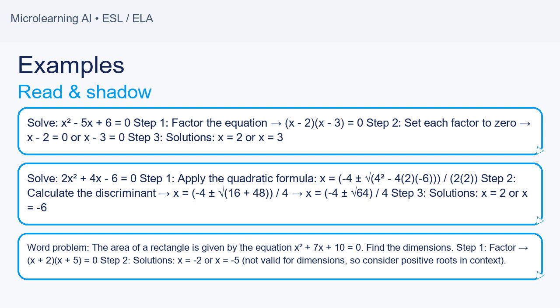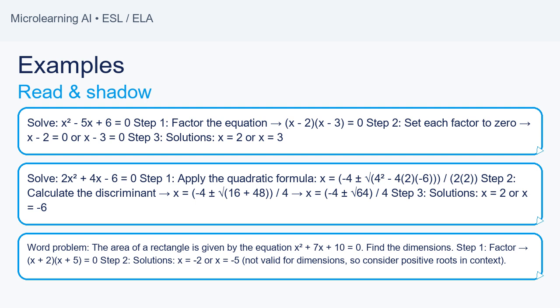Repeat after me. Solve x squared minus 5x plus 6 equals 0. Step 1. Factor the equation. (x minus 2)(x minus 3) equals 0. Step 2. Set each factor to 0. x minus 2 equals 0, or x minus 3 equals 0. Step 3. Solutions. x equals 2 or x equals 3.